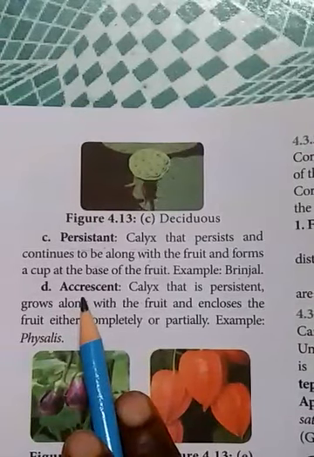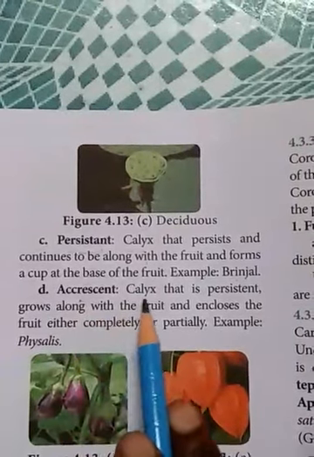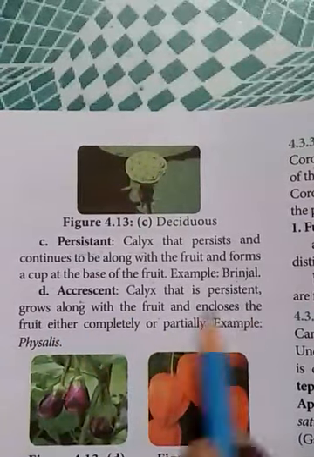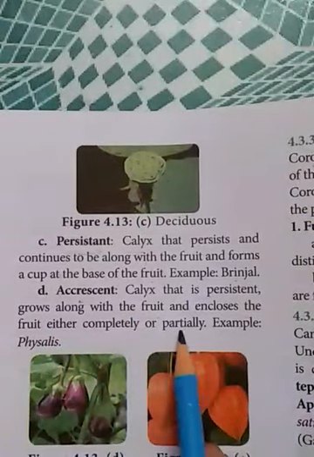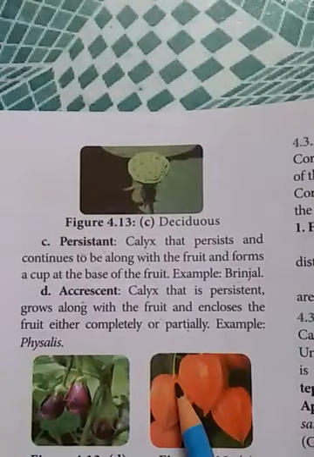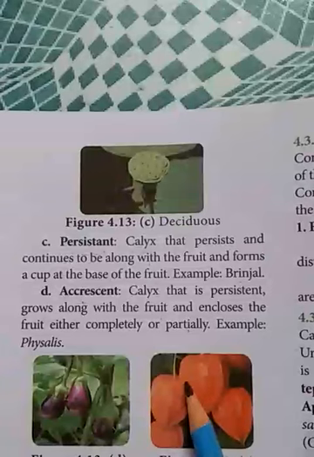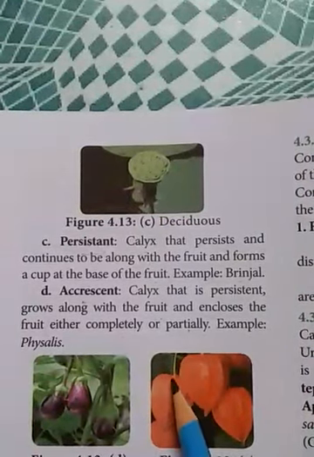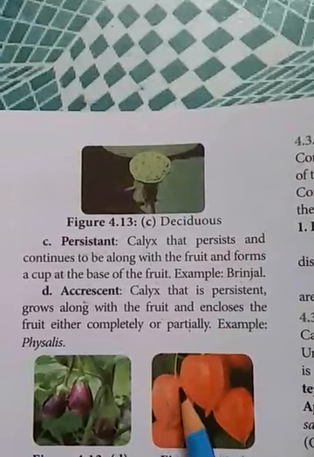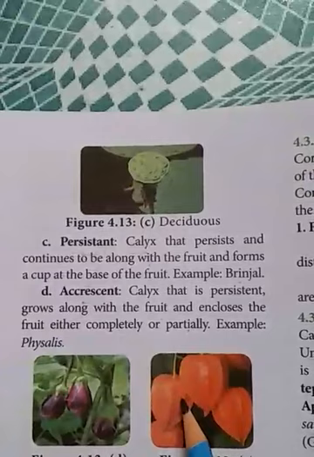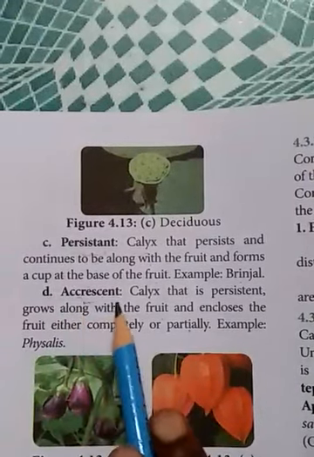Next type is the accrescent. Accrescent: calyx that is persistent, grows along with the fruit and encloses the fruit either completely or partially. So here you can see, here the calyx grows along with the fruit. When the development of the fruit is taking place, the calyx also grows, and the calyx encloses the fruit within it. Inside this you can find the fruit is present. Then it is called the accrescent.